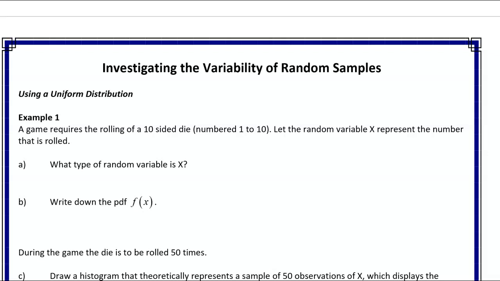Looking at samples and how they vary, hence the title, Variability of Samples, but specifically linking to distributions that we're familiar with. So we're going to start with a uniform distribution, and we're going to look at generating a series of samples. We'll start with a discrete uniform because we've done discrete and we've done continuous. And then we're going to move on to different ones.